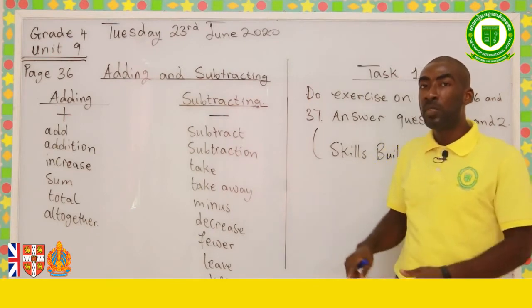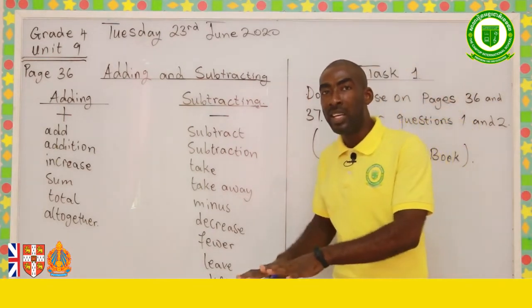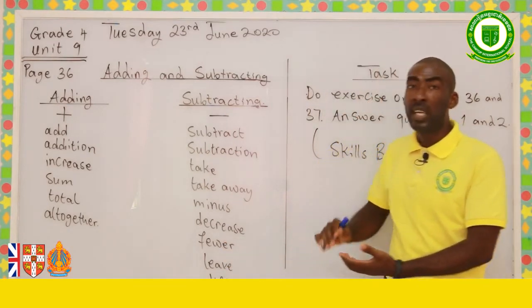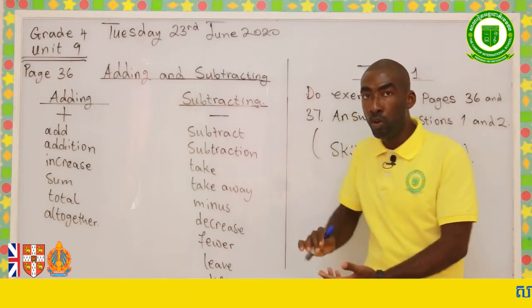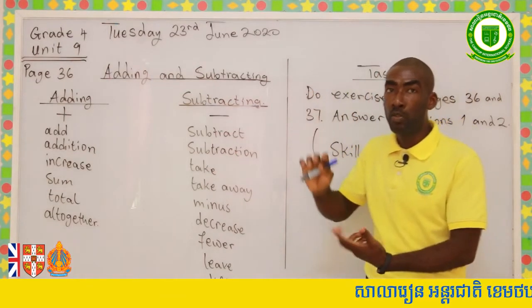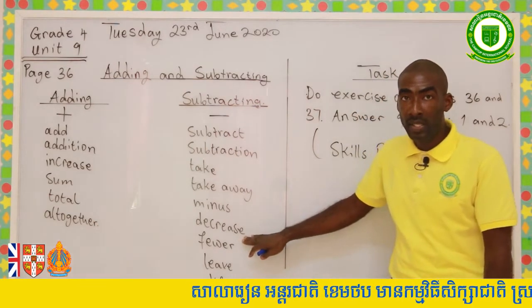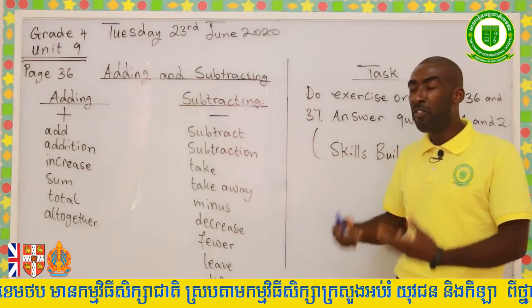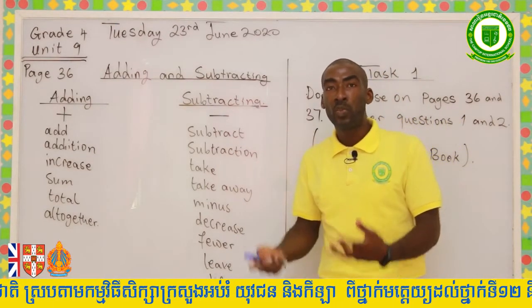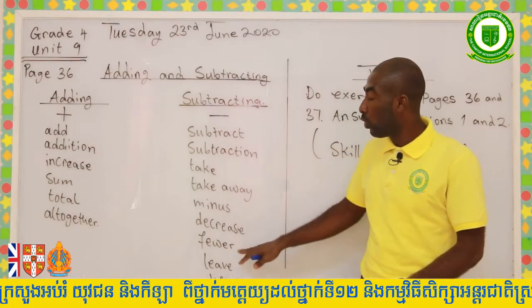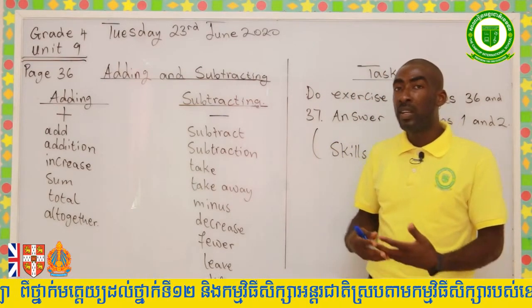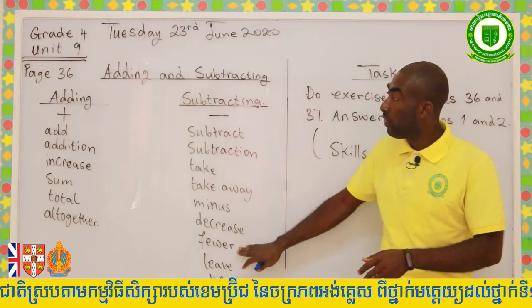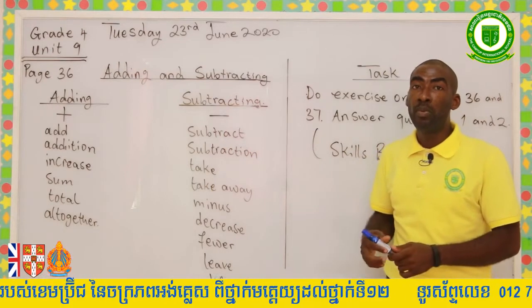Decrease. Decrease means you are making it smaller or lesser, which means it is reducing in volume. So decrease means it is going from high to low, or from big to small. Decrease means you are reducing it. Fewer. Fewer means it is small, less. It is not many, a very small quantity. So whenever you see fewer, it is related to minus.